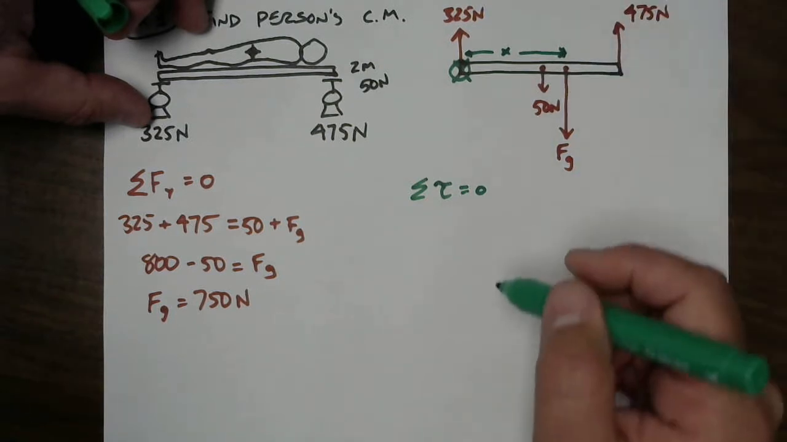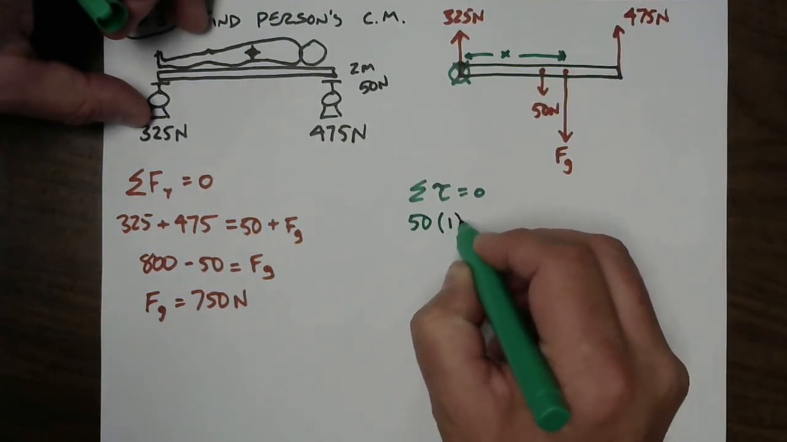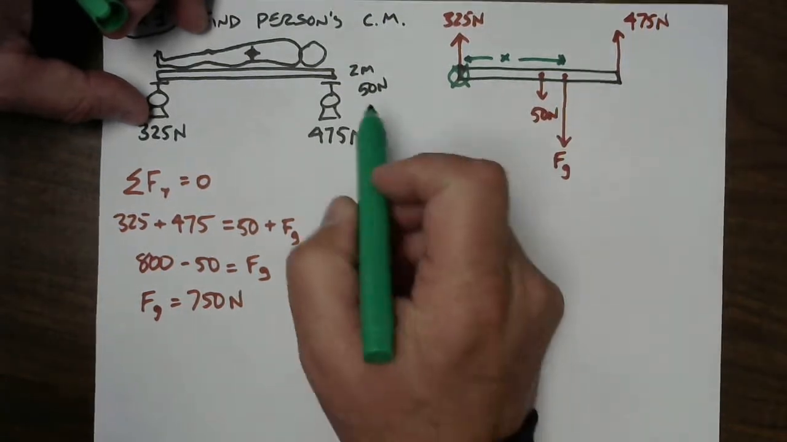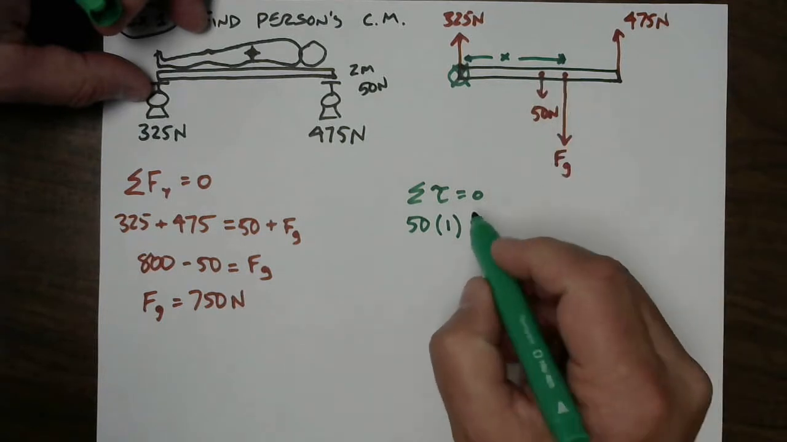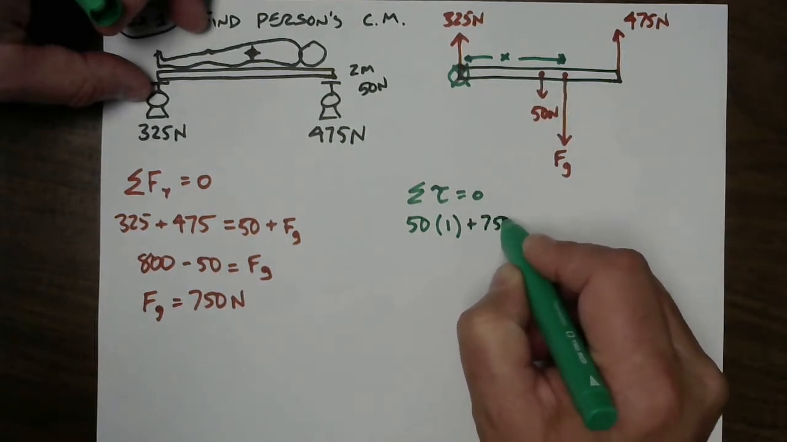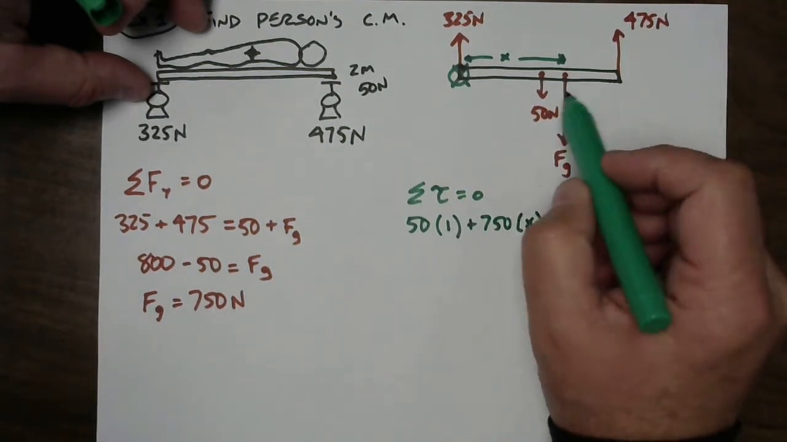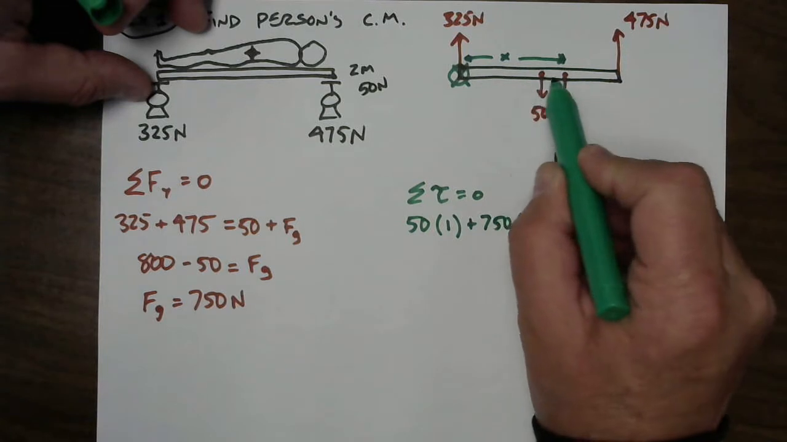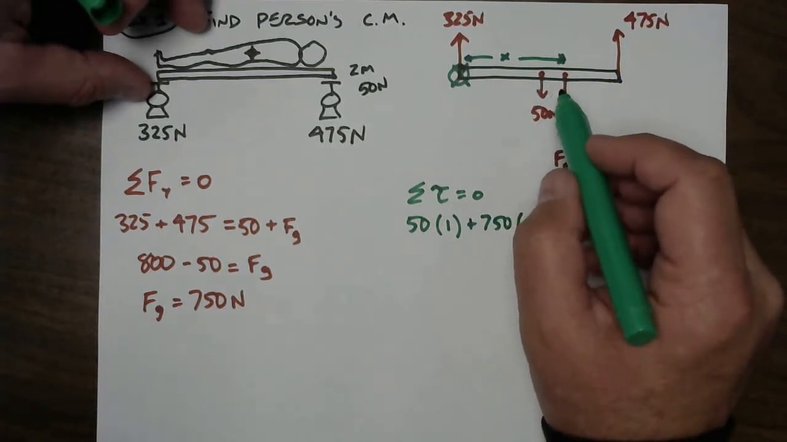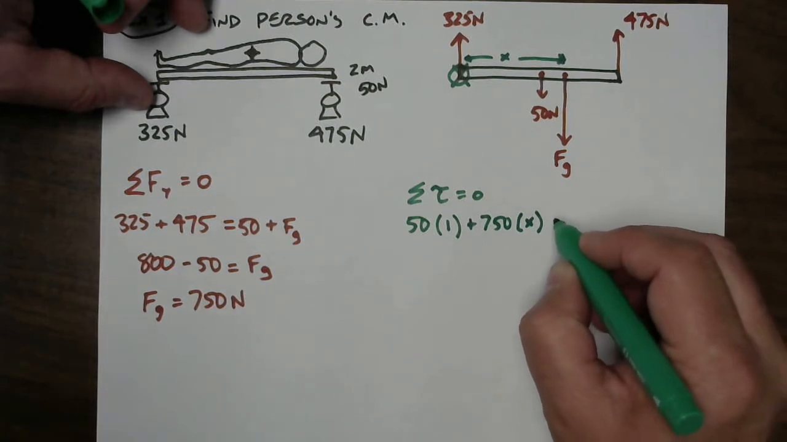So 2 clockwise torques, that is a 50 Newton force acting at a distance 1 meter away from the pivot point. After all, the plank itself is 2 meters long, so halfway is 1 meter, plus a 750 Newton person acting a distance x away from the pivot point. We do not need a sine or a cosine or anything fancy about this because these two forces are perpendicular to the plank, meaning they exert the full amount of torque for their force.